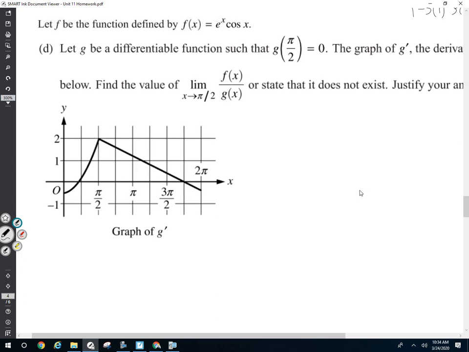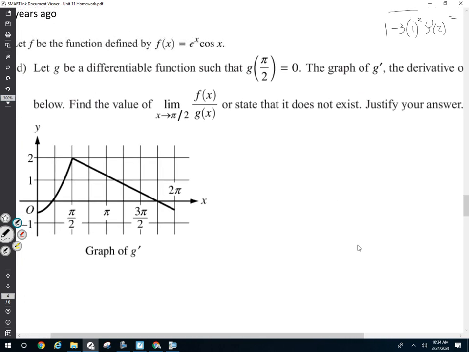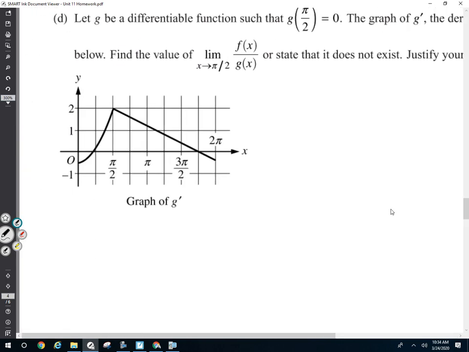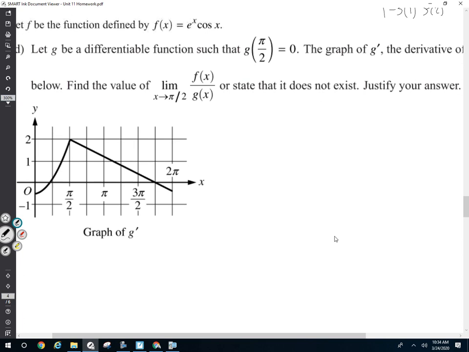Let g be a differentiable function so that g of pi over 2 is 0. Graph of g prime is shown. Find the value of the limit as x approaches pi over 2, or state that it does not exist. Justify your answer. So this is a great example. If I plug in pi over 2, don't just use L'Hopital's rule right away. Confirm that you'll get 0 over 0. Okay, so I get e to the pi over 2 cos pi over 2 over 0. 0 over 0. Now I can say I'm going to use L'Hopital's rule.